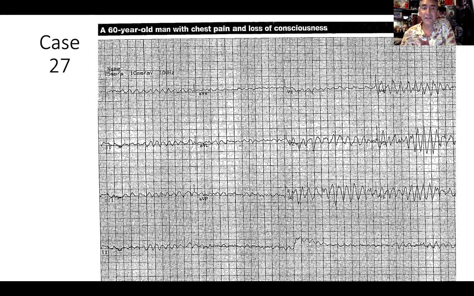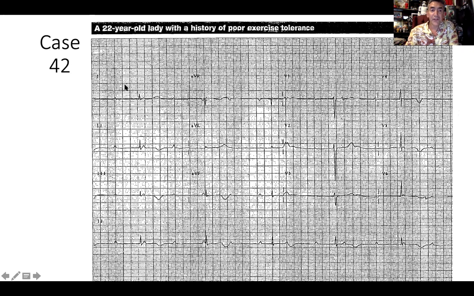Case 27, we have a 60-year-old man with chest pain and loss of consciousness. Again, we have lead one, lead two, lead three, and our lead two rhythm strip. See if we can figure out what's going on there. Case 42, a 22-year-old lady with a history of poor exercise tolerance. So 1, 2, 3, and there's our rhythm strip for 2. See what you can come up with there.